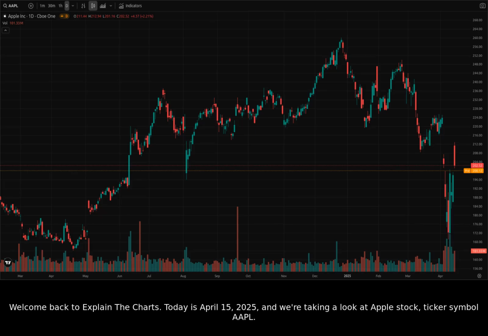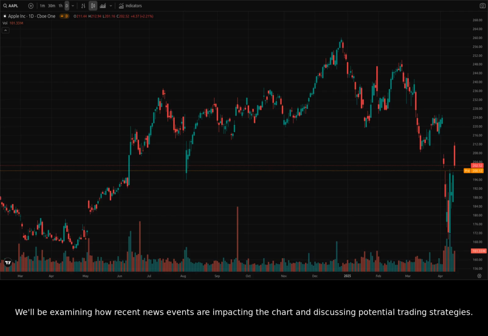Today is April 15th, 2025, and we're taking a look at Apple stock, ticker symbol Apple. We'll be examining how recent news events are impacting the chart and discussing potential trading strategies.